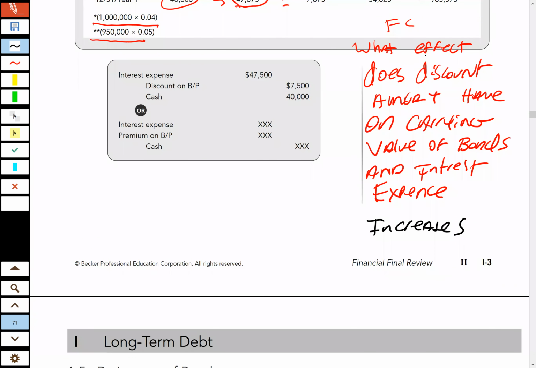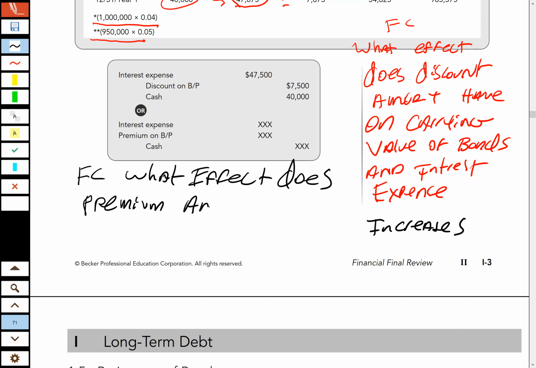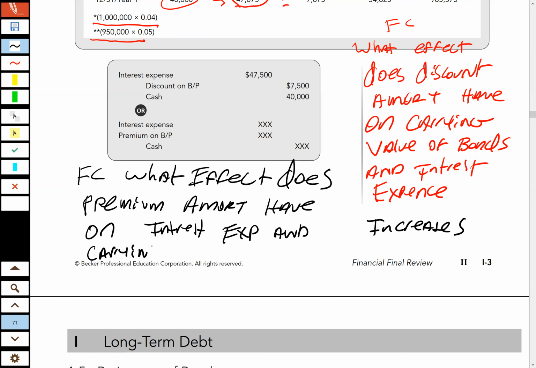Okay, good. Let's do another flashcard. What effect does premium amortization have on, and again, I'm going to ask you the same two elements, interest expense and carrying value of bond? I wrote them the opposite than I did over there. I'll read that to you. What effect does premium amortization have on interest expense and carrying value of bond? What do you think?